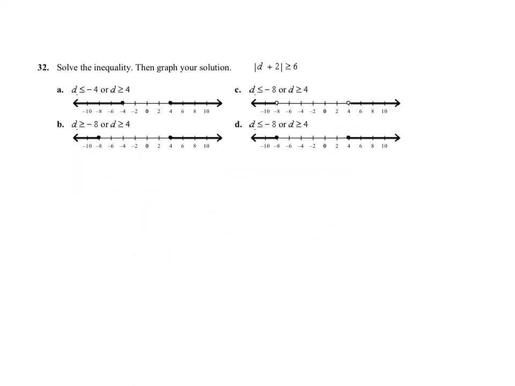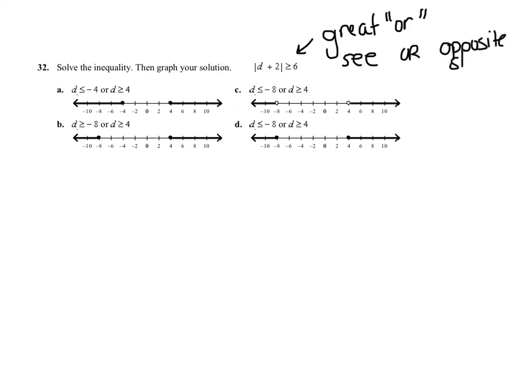Okay, number 32. Solve the inequality, then graph your solution. So this one, these are the tricky ones. These are the absolute value and the inequality. So they're really, really tough. All right, so let's first address what kind of inequality we have. We have a greater than inequality. Remember when I taught you greater than, you need to think of or. So great-or. So we write exactly what we see without the absolute value, and then we write the or sign, and then we do the opposite of what we see. The opposite sign and an equality sign.